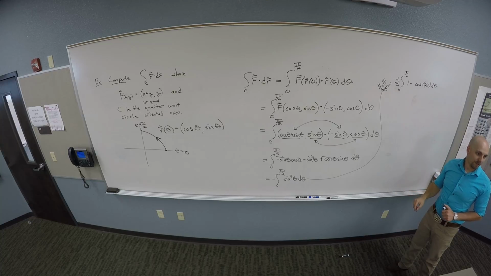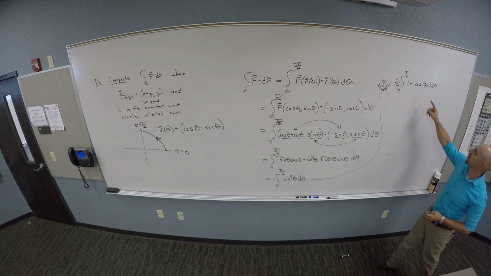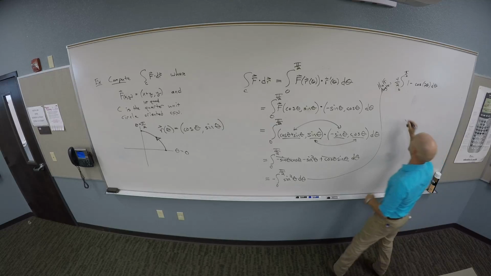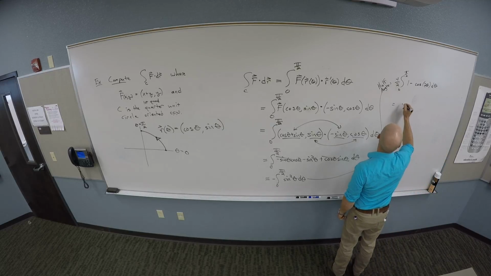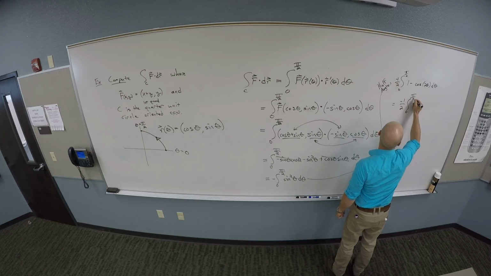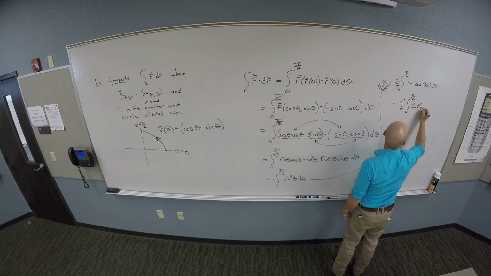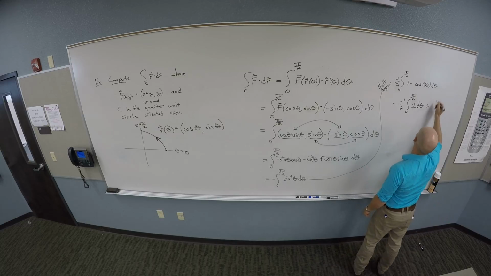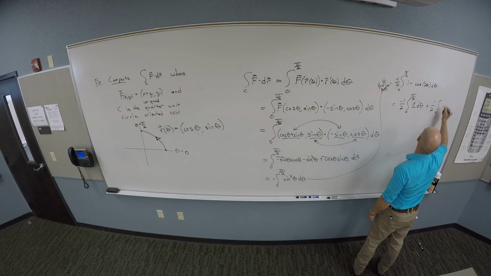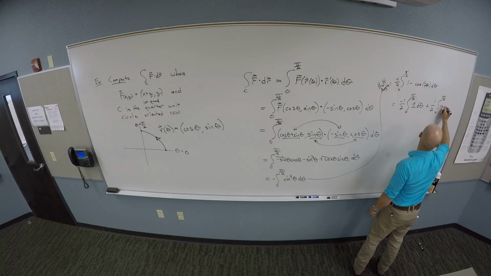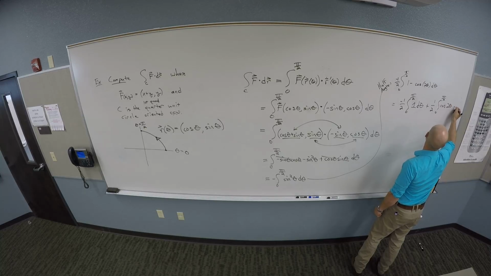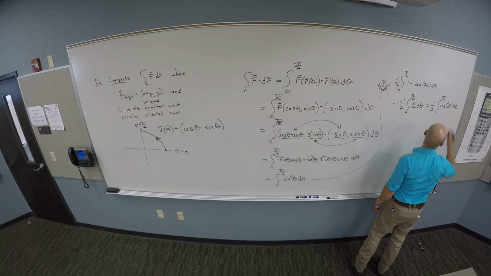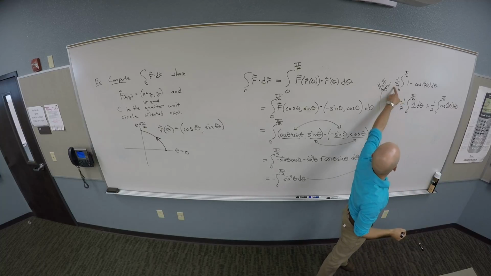So I could separate them into 2 pieces, right? I could do minus 1/2 the integral from 0 to pi over 2 of 1 d theta. That one's gonna be pretty chill, just theta. And then I've got plus 1/2 the integral from 0 to pi over 2 of cosine of 2 theta d theta. We got a minus up here, gotcha.